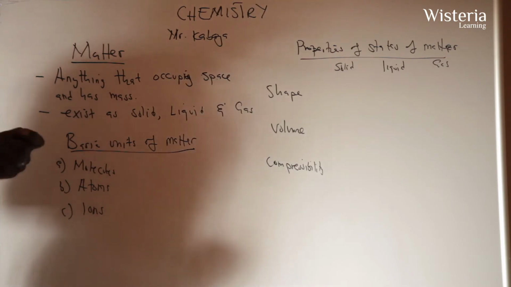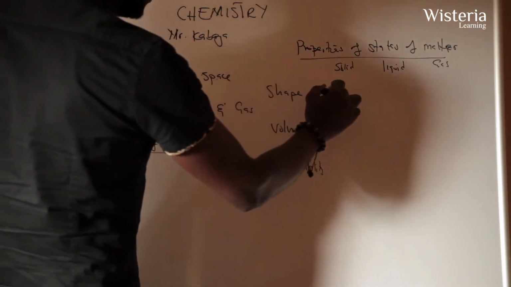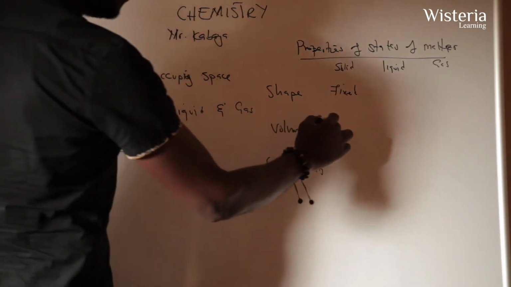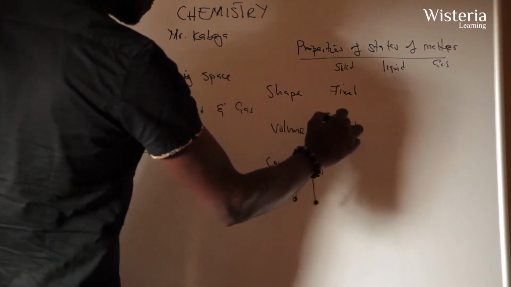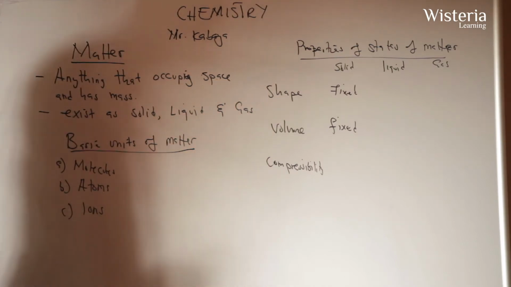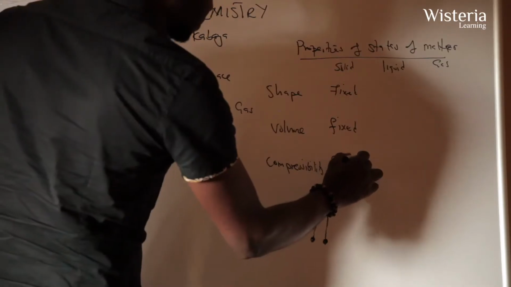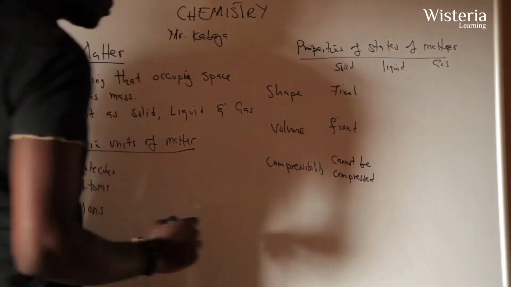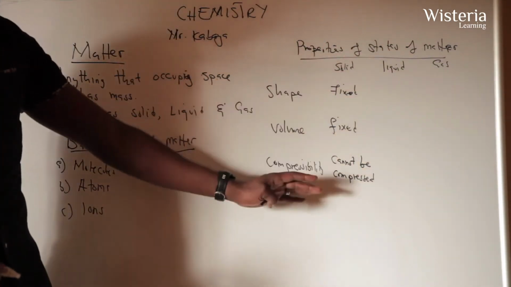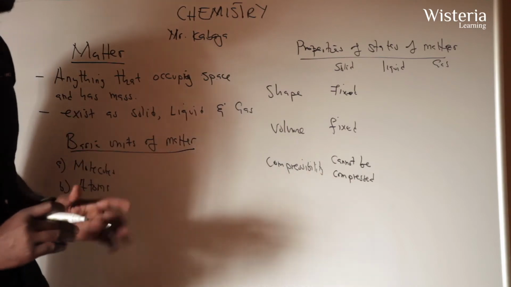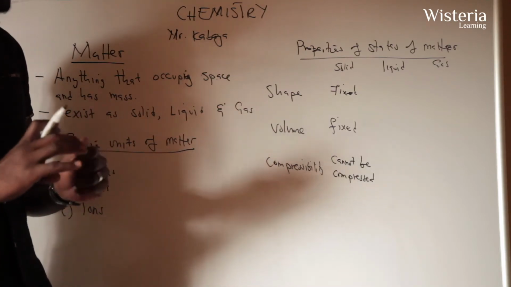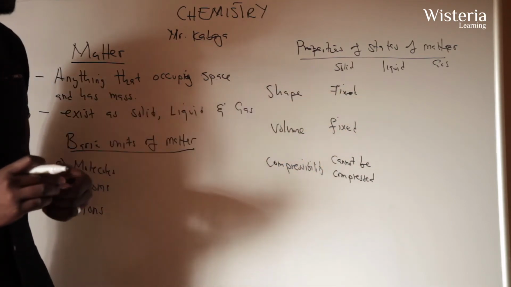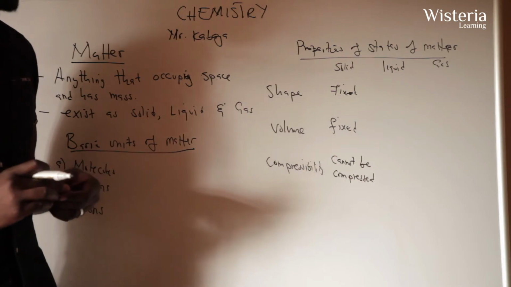A solid has a fixed shape. It also has a fixed volume, and we cannot compress a solid. It cannot be compressed. These are called the physical properties, and when we look at how the particles are arranged in a solid, liquid, and a gas, we will know the reasons why they have fixed shape, fixed volume, and why a solid cannot be compressed.